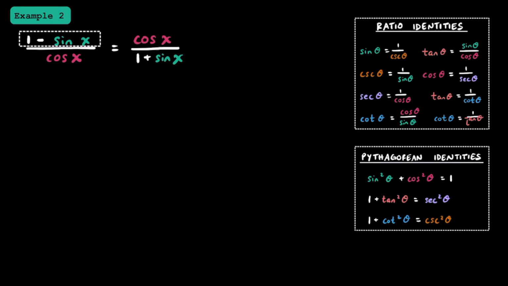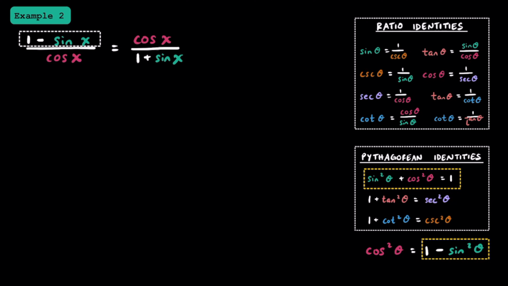Looking at all of our trig identities here, this numerator of 1 minus sine of x looks kind of close to the sine squared plus cosine squared equal to 1, but manipulated a little bit. Moving around this Pythagorean identity, we can say that cosine squared of theta is equal to 1 minus sine squared of theta. As you practice these trig identities more, you might start to notice that this 1 minus sine of x in the numerator looks really similar to this 1 minus sine squared of theta.